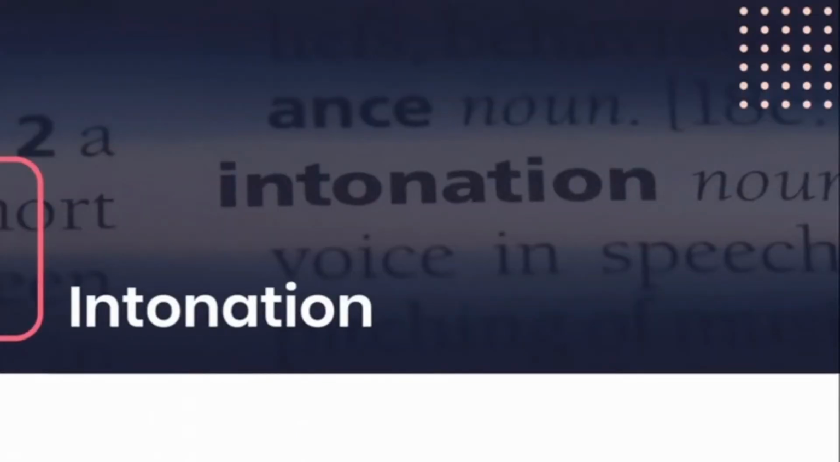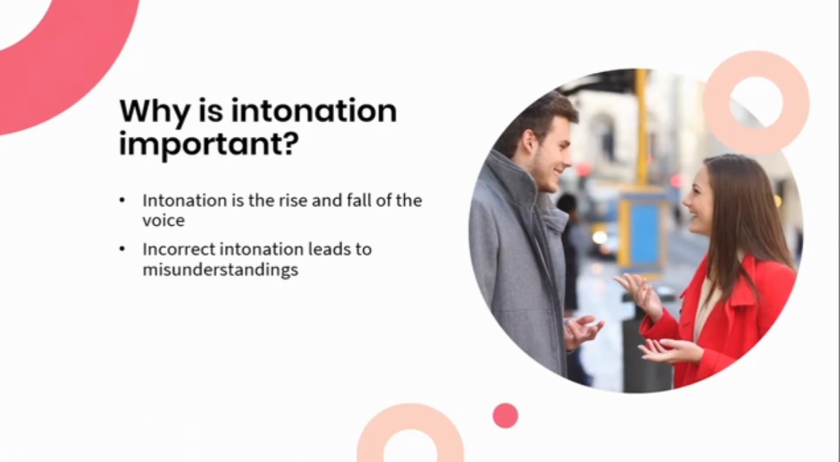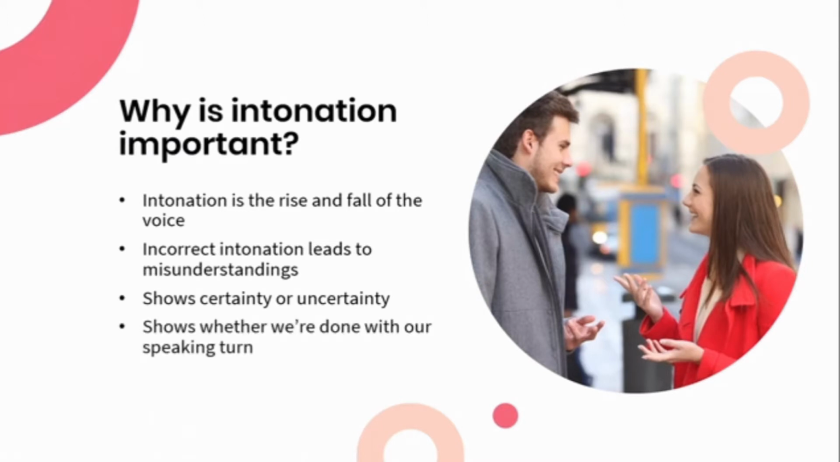Let's begin with our first core topic, intonation. Now, intonation refers to the rise and fall of the voice when we speak. If we don't use the correct intonation, it can lead to some misunderstandings. The intonation we use shows whether we are certain or uncertain about what we are saying. It also shows whether or not we are done with our speaking turn. In English, we can use rising intonation and falling intonation.